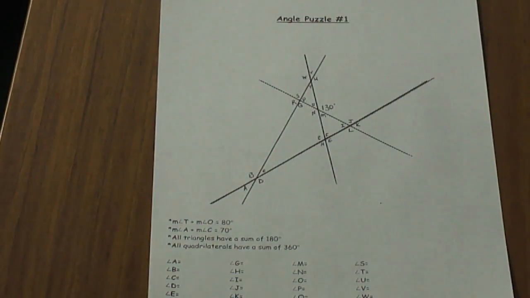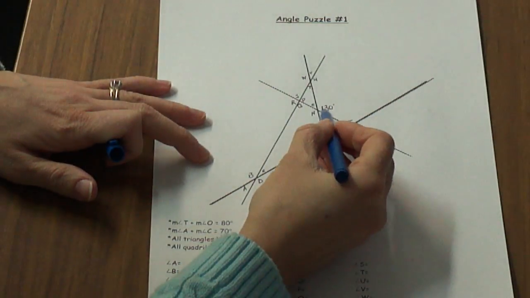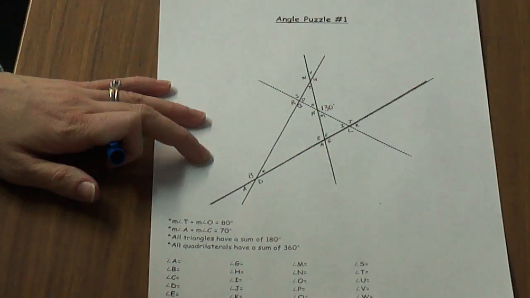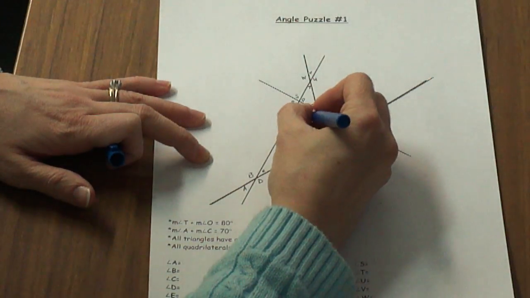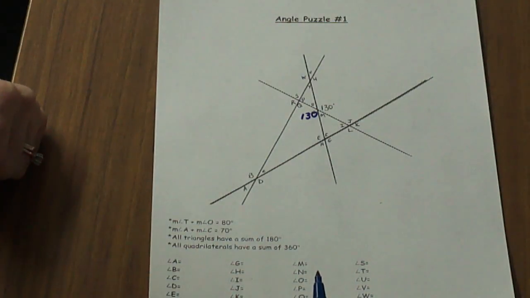When solving angle puzzles, the first thing we want to do is look for places that already have angles, and I see 130 degrees here. That tells me right across from that is also 130 degrees. It's important that we write directly on the puzzle so that we know where our work is and we're not trying to keep it in our head.